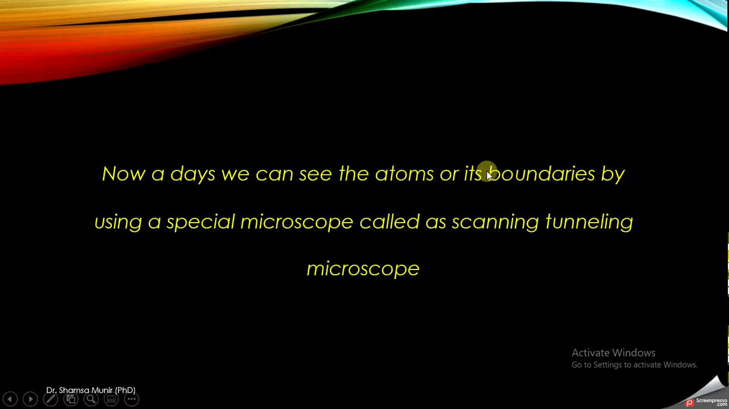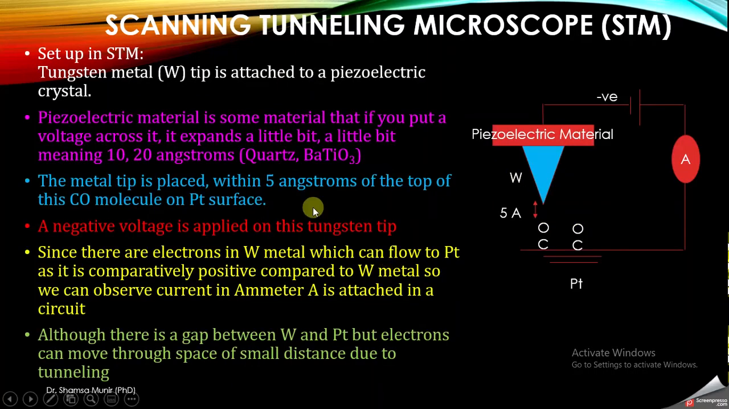But nowadays we can even see atoms or their boundaries, or we can image atoms with a special microscope called the scanning tunneling microscope. Now let us see what the setup in the tunneling microscope is and how it works. The scanning tunneling microscope has a tip of tungsten metal. This is a sharp tip, the blue triangle. You can see tungsten is represented by W.